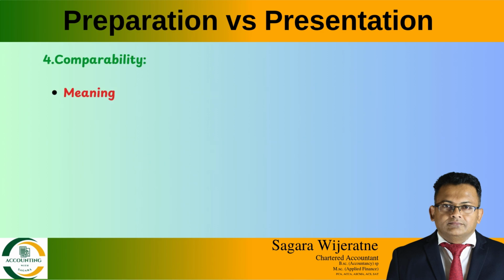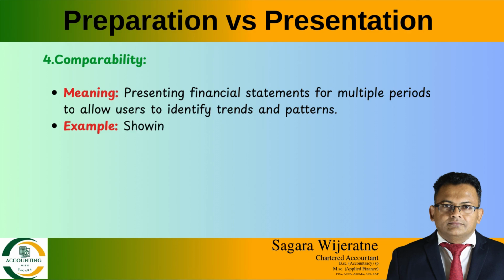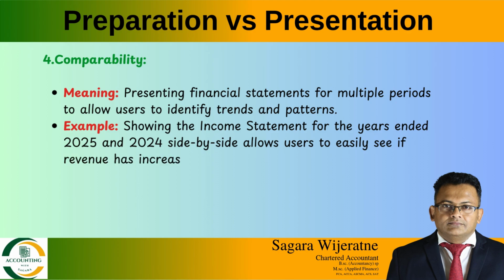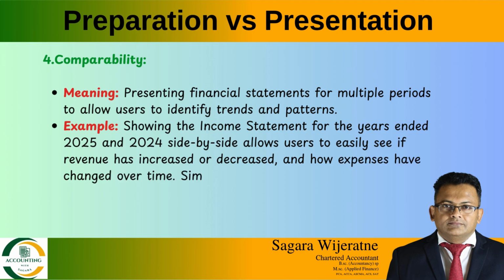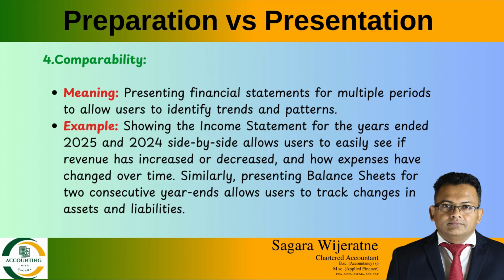Comparability. Comparability means presenting financial statements for multiple periods to allow users to identify trends and patterns. Example: showing the income statement for the years ended 2025 and 2024 side by side allows users to easily see if revenue has increased or decreased and how expenses have changed over the time. Similarly, presenting balance sheet for 2 consecutive year ends allows users to track changes in assets and liabilities.